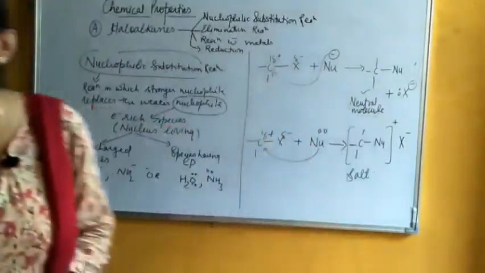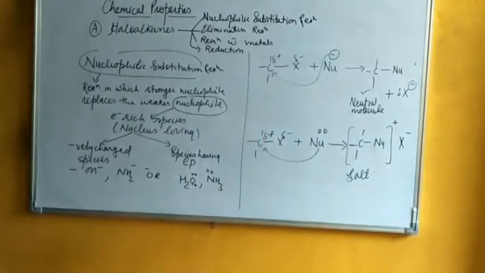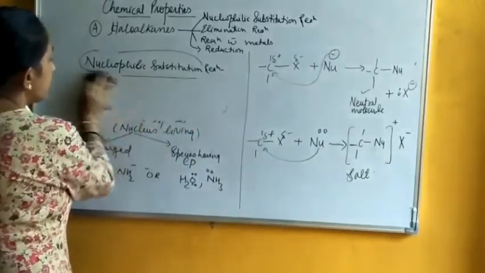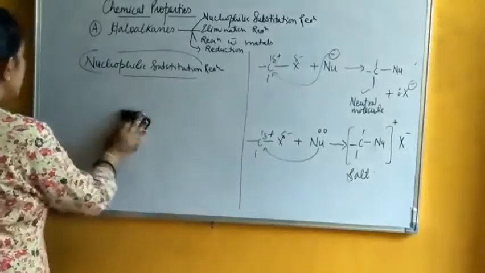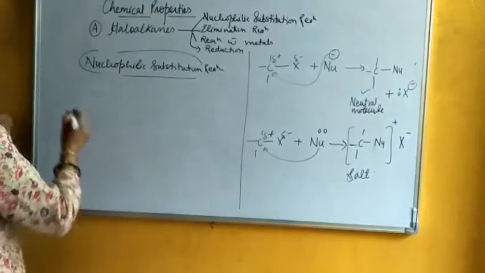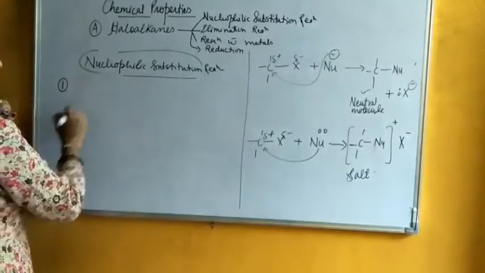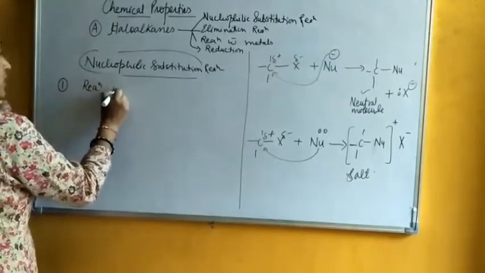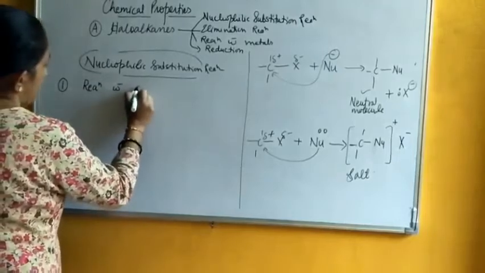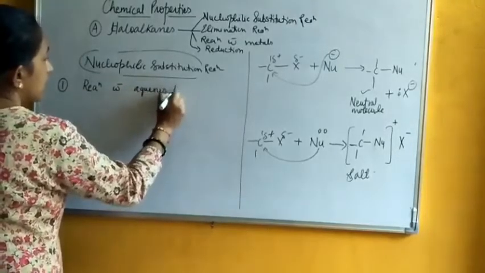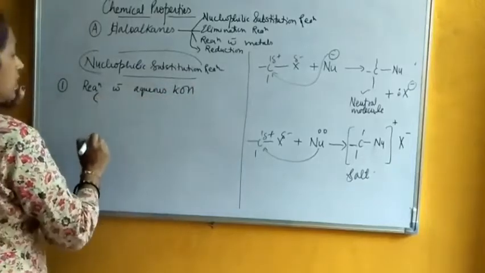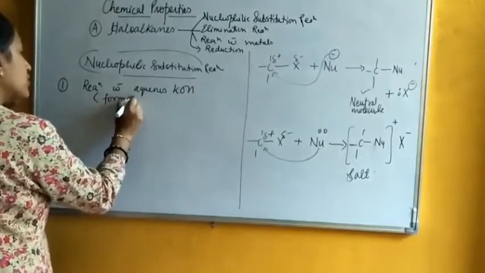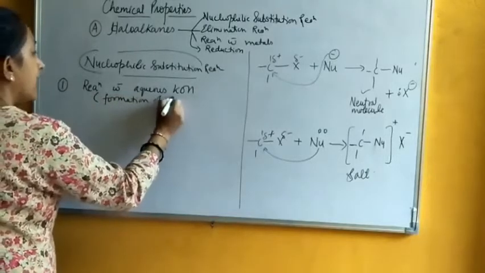Now we are going to see a few examples of the nucleophilic substitution reaction. So the first one is the reaction with aqueous KOH. This will lead to the formation of alcohol.